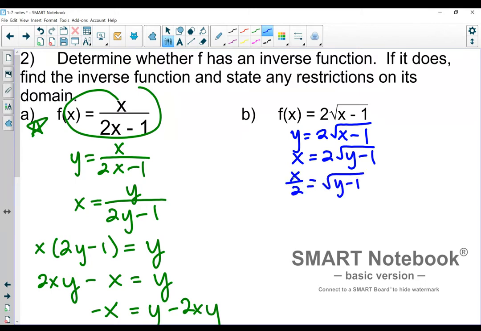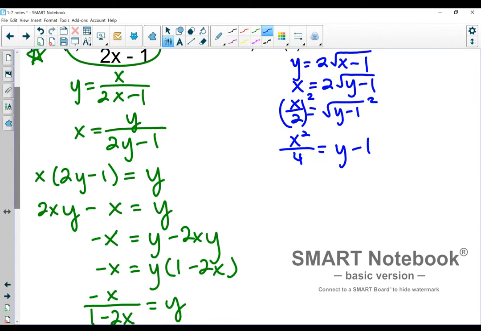And then I will square both sides. So x squared divided by 4 equals y minus 1. And then my last step is going to be adding 1 on both sides. And now we'll rewrite with function notation.